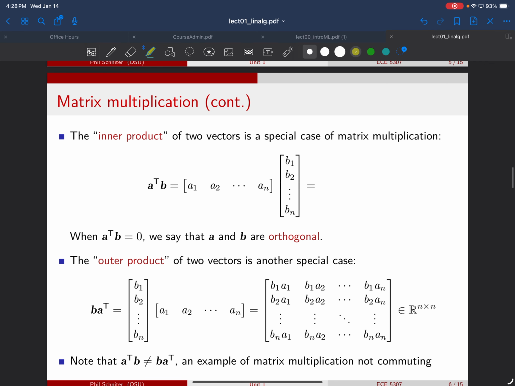Okay, so something that happens a lot is where you have a row vector times a column vector. And so here this would take the form A transpose B, where A and B are both column vectors. So when you do this, we get A1 times B1 plus A2 times B2, dot dot dot, all the way to AN times BN.